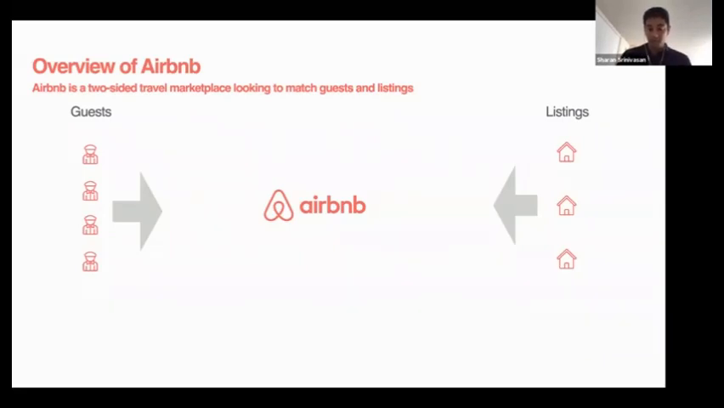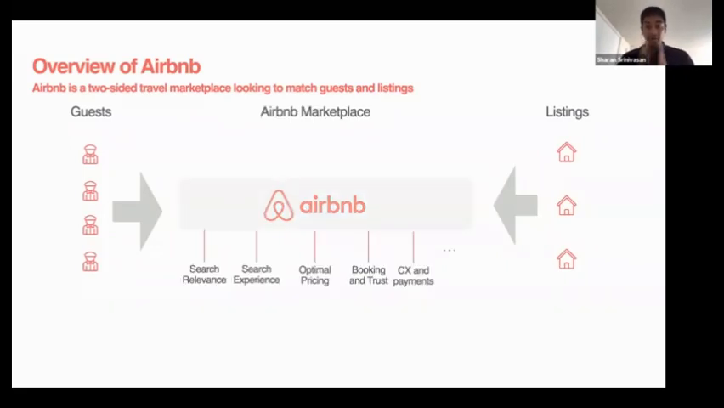And all this happens on our platform online. So as you can imagine, when a guest comes onto Airbnb.com, they go through a few different experiences. There are several factors that influence this matching process. For example, how relevant are our results for the user in terms of search, both ranking as well as experience? Are we showing them prices that they really like? Do they trust our platform? And are they getting a sense of trust from us? And finally, they go through all the payment processes and we make sure all that is good.